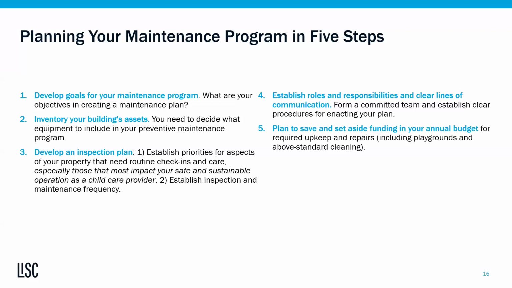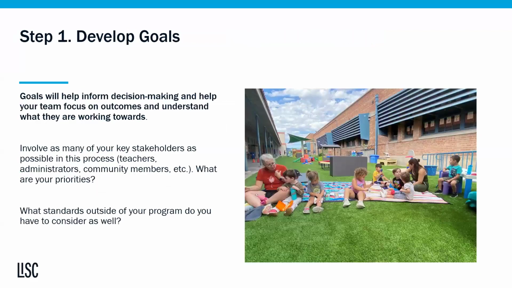So with that, let's go to step 1, which is to develop a goal. Your maintenance program should have some concrete goals like maximizing energy efficiency, reducing your ongoing costs, preventing costly system or equipment breakdowns, ensuring compliance with those codes and regulations that Erin was referencing, because as you all know, there are a lot of standards and regulations that a childcare facility must adhere to. So all important things to consider.